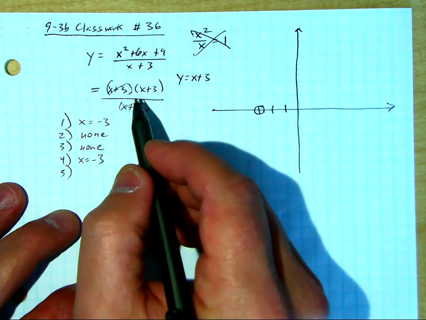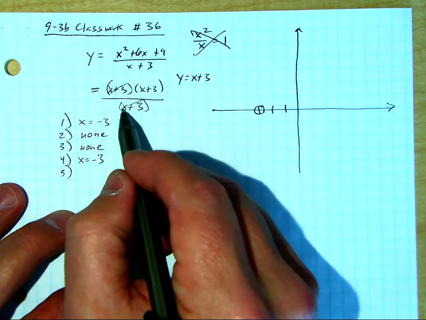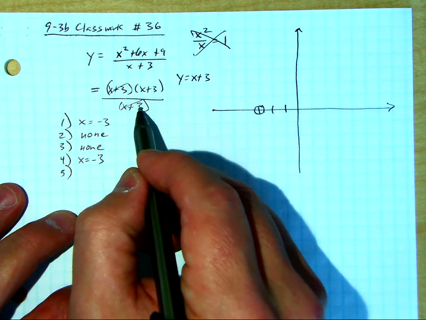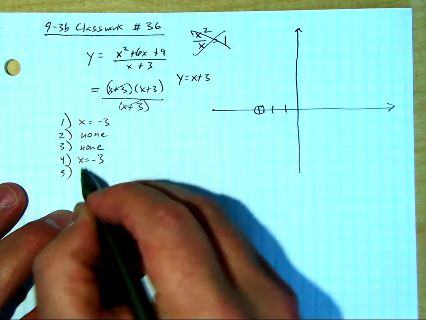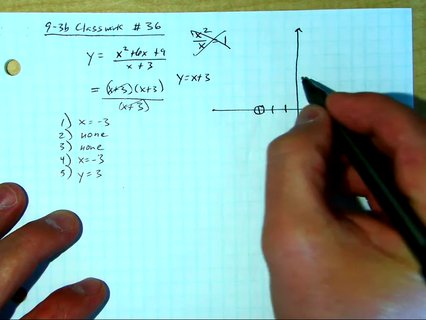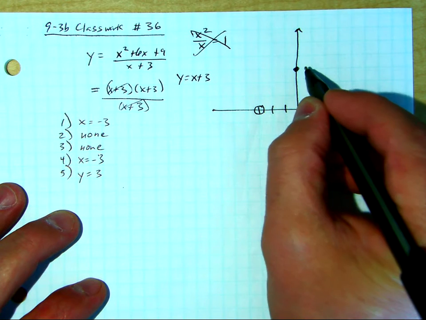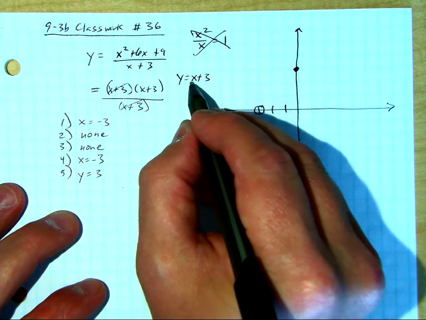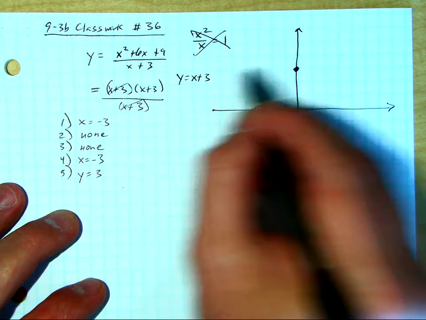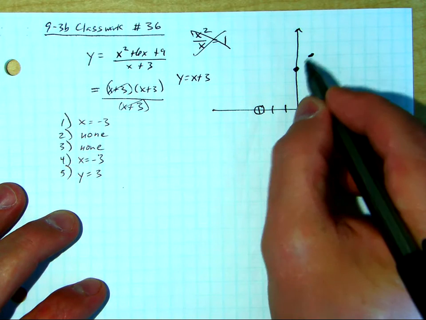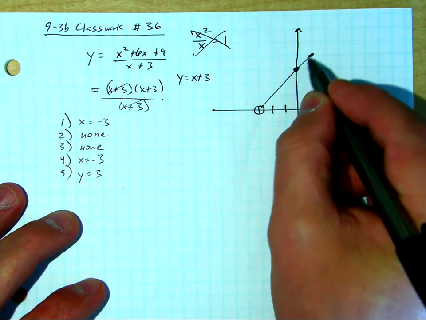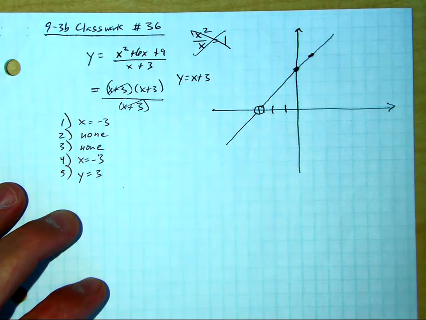If I enter 0 here, here, and here, I'm going to have 3 times 3 is 9, divided by 3 is 3. So at y equals 3, which is this point right here, I have a y-intercept. And this makes sense. This is a slope of 1, y-intercept of 3, up 1 over 1, and this line goes like this. And we're done.